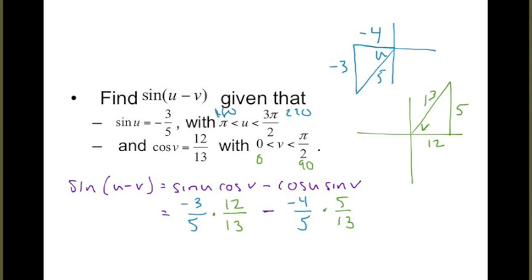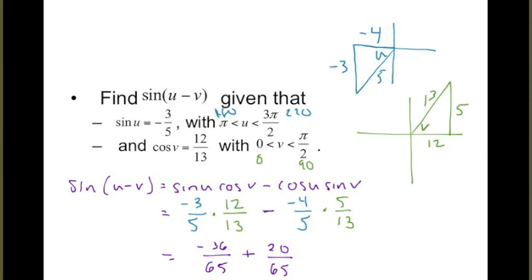There may be some arithmetic that we could do to simplify these fractions at this point, but don't. Don't simplify them at this point. Just multiply together the tops. So I get negative 36 over 65. And for the second part, we have minus and negative, so it's going to turn to plus 20 over 65. Again, don't reduce, even if they can reduce.